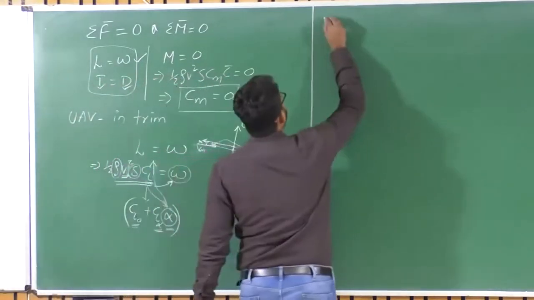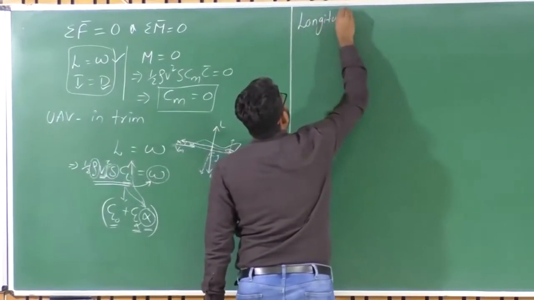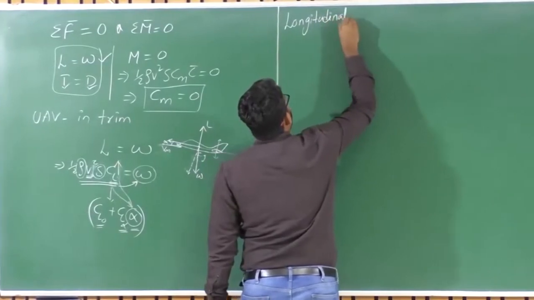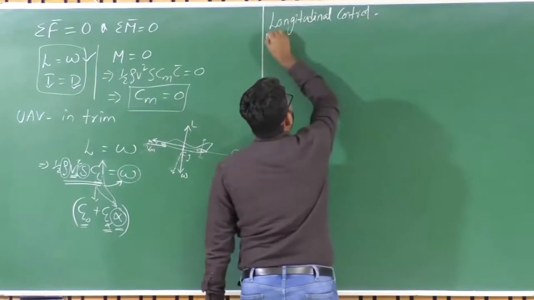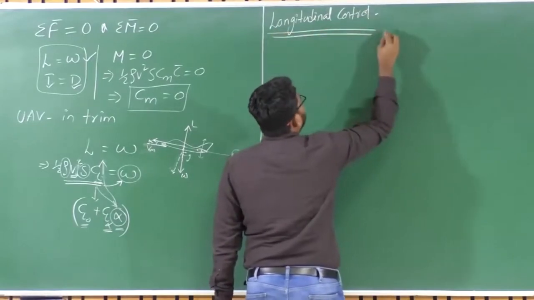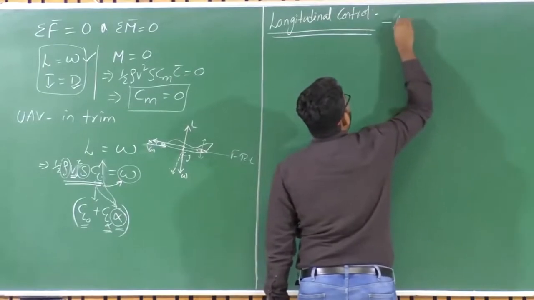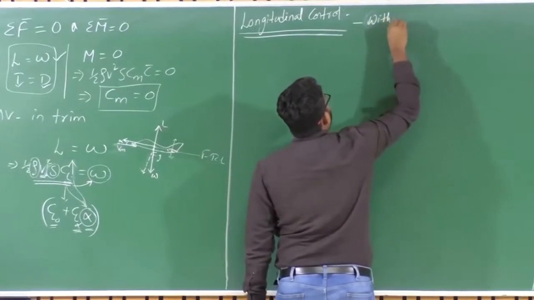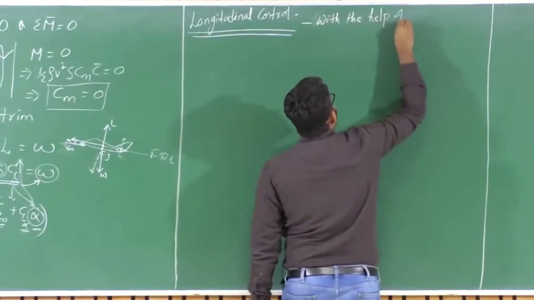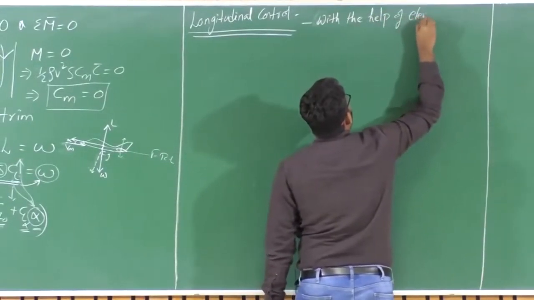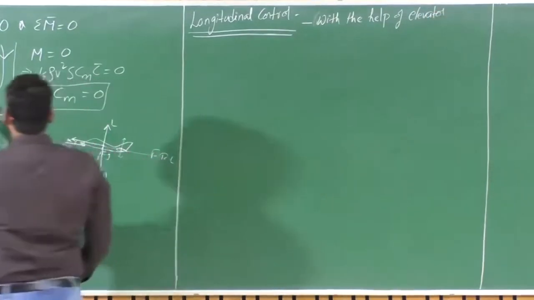What we are going to talk about is longitudinal control. So how do we achieve longitudinal control? With the help of the elevator. So let's get back to these equations again.